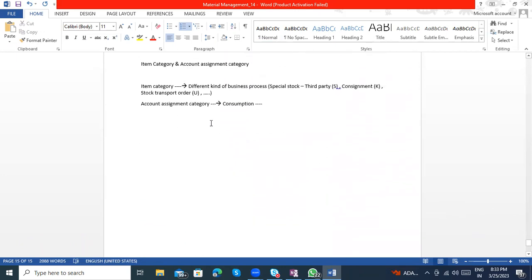So in SD, if you see, item category group is there, right? So what is happening with item category group? If it is a consignment, you have it separate. If it is third party, then it is a separate item category group, and if it is free goods, then it is a separate item category group, right? So that's the same way here also in the MM side, we have item category that is differentiated with the indicator.